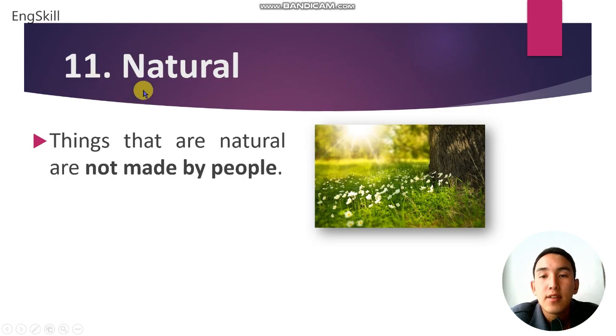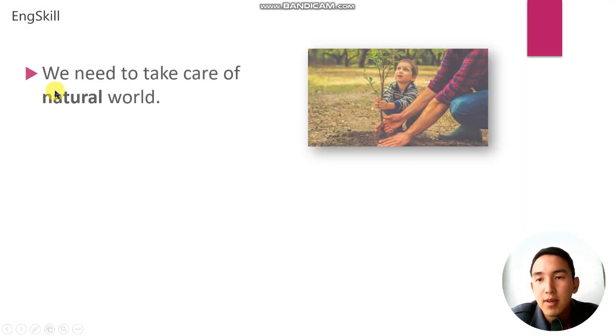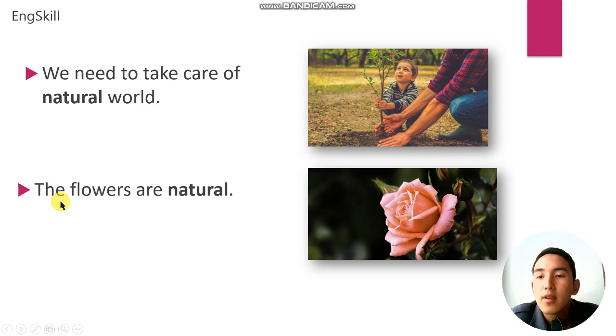Another word is natural. Things that are natural are not made by people. For example, we need to take care of the natural world. The flowers are natural. The flower is natural.